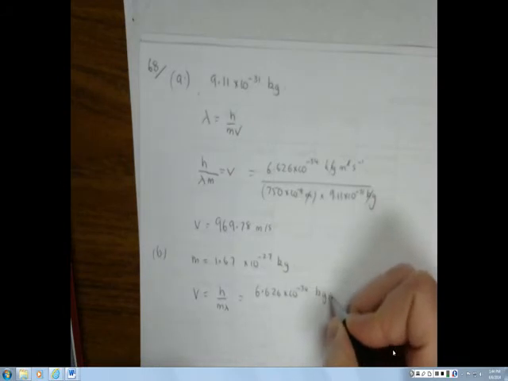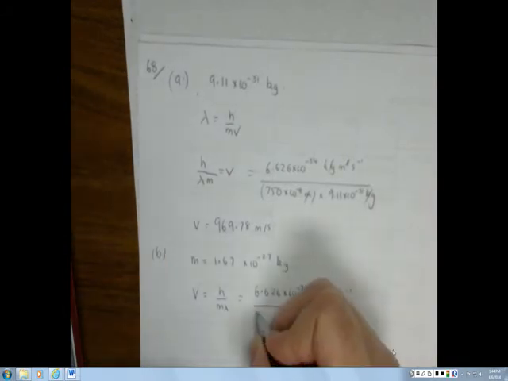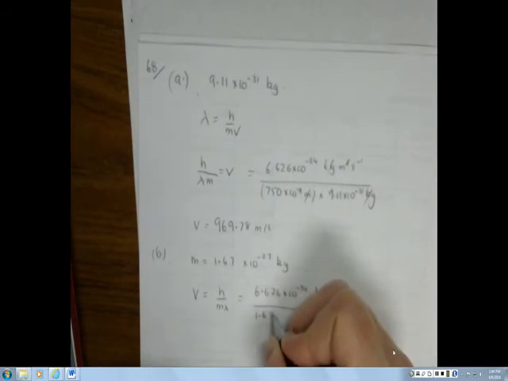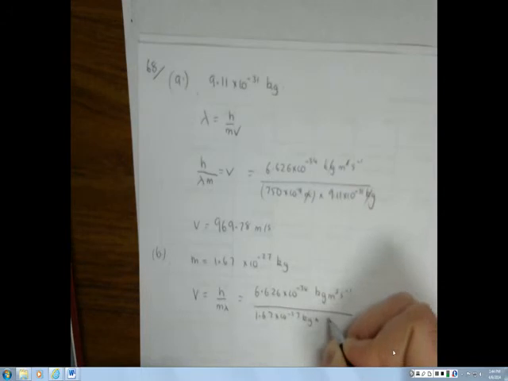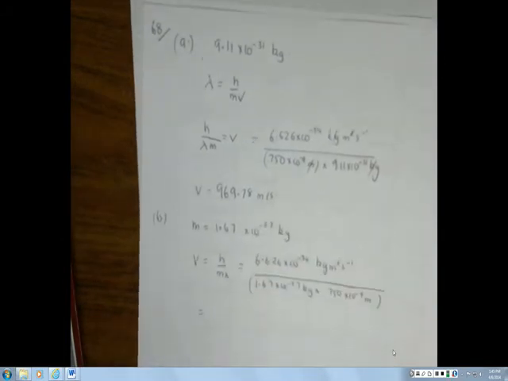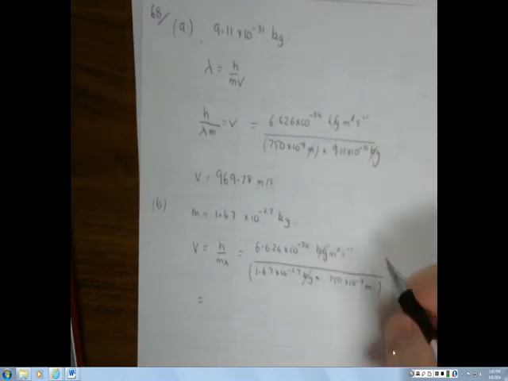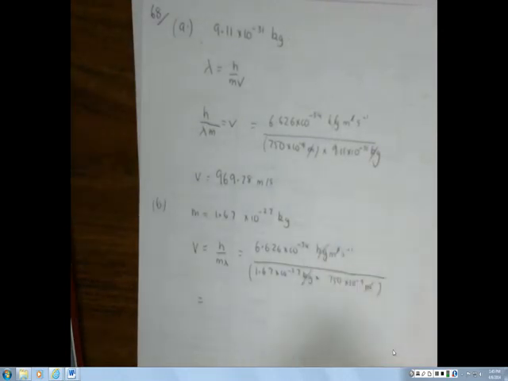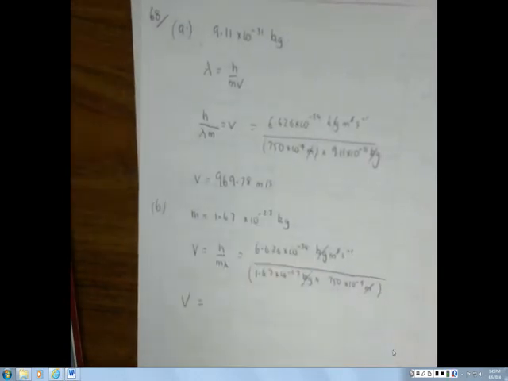Let's put the units in just to make sure that we're on the right track. Its mass is 1.67 times 10 to the minus 27 kilograms, and its wavelength is 750 times 10 to the minus 9 meters. Don't forget the parentheses when you've got more than one thing on the bottom line. Okay, the units: kilograms, kilograms, meters, cancels out one of the meters, leaves us with meters per second, which is great because what we're after is a velocity.